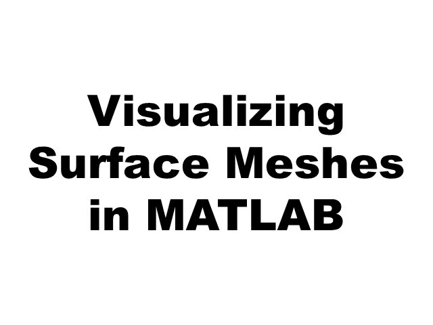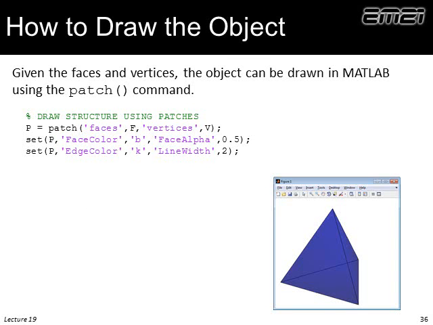Okay, now we're changing subject again. What we want to talk about is generating surface meshes, but very quickly I want to show you how to visualize the surface mesh. We do that using the command patch. If we have our faces array and our vertices array, we just hand those to the command patch, and it will draw that object and return a handle to it.